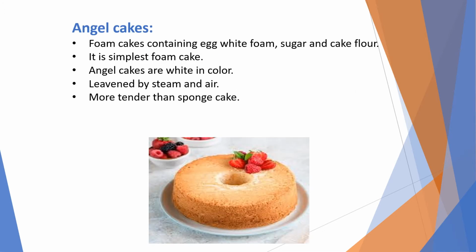Angel cakes. These cakes contain egg white foam, sugar, and cake flour. It is the simplest foam cake. They are white in color, leavened by steam and air. They are more tender than sponge cake.